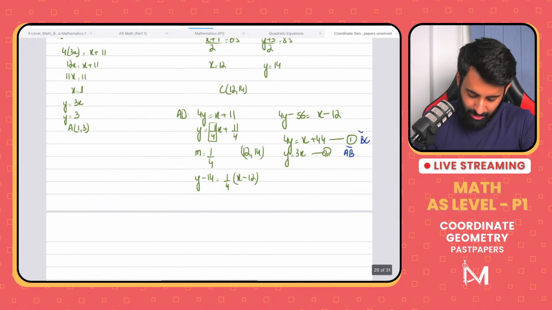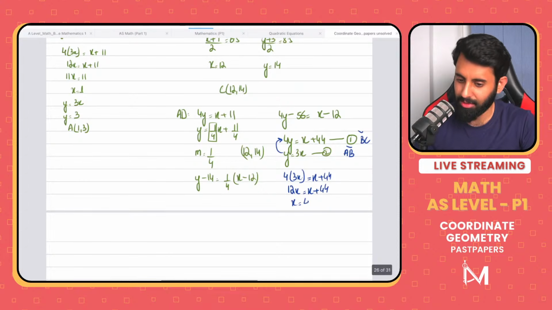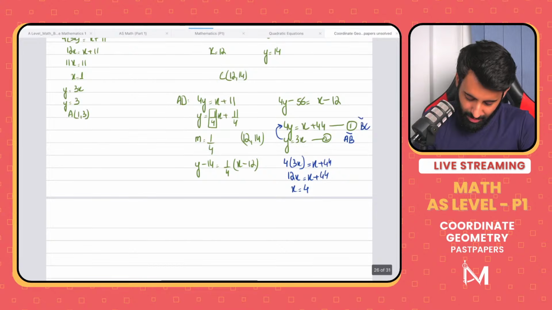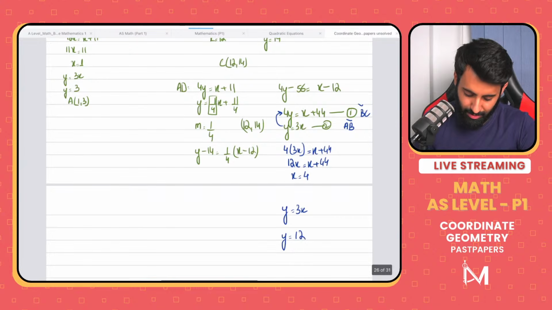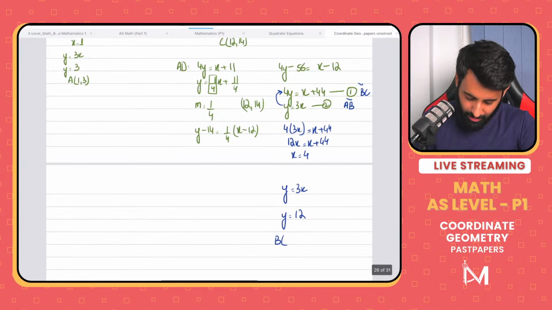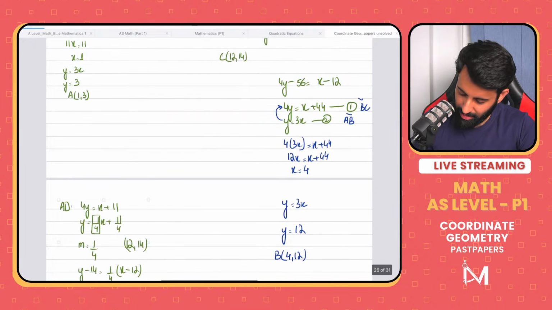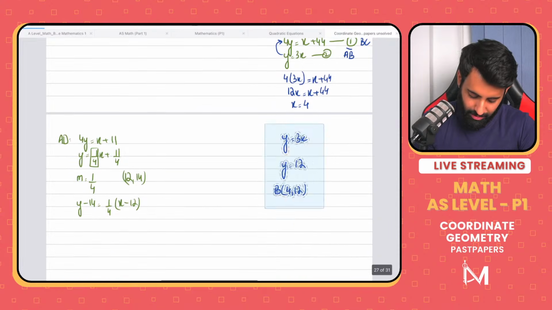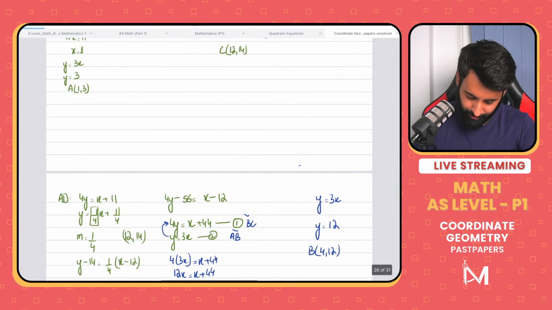Thank you, Adil. So y equals 3x, you can plug it in over here. 4 into 3x, which is equal to x plus 44. That means 12x equals x plus 44. If you solve this, you can do it directly. That's x equals 4. And now that you have the value of x, use y equals 3x, plug in 4, so y equals 12, and now you have the coordinates of B, and they are 4, 12. Okay, now things have gotten a little messy, so I'll drag this down over here, so that all the work is in one place.